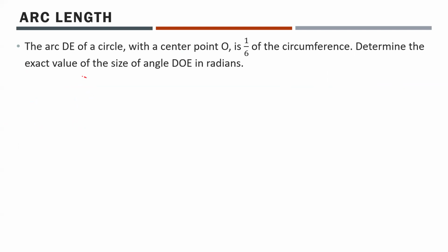So what that basically means is if we have some sort of a circle, DE is just an arc of that. We can say this is point D and this is point E, and so this arc right here would be arc DE. It has a center point of O. So there's some angle that creates that. Anyway, with center point O, we want to find what that angle is in radians.